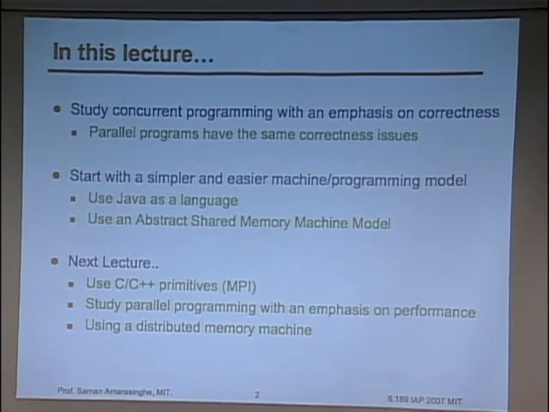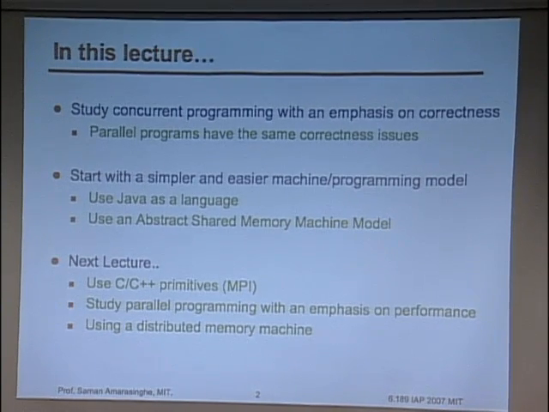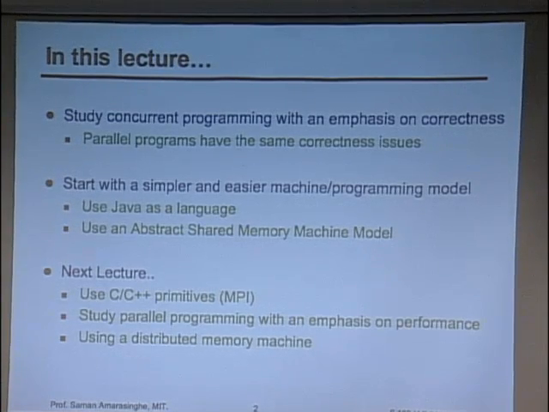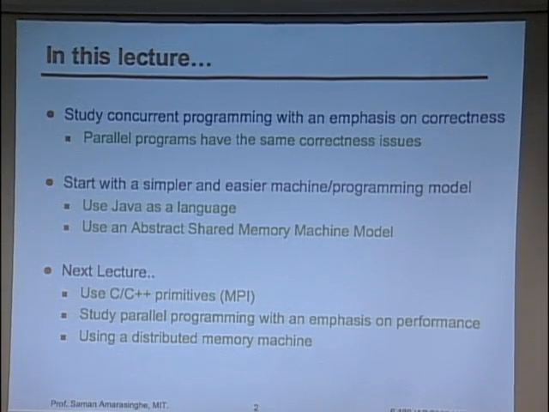So in the next lecture, we will switch from Java to C, C++, using MPI primitives. We'll start moving into parallelism with emphasis on performance. And of course, you have to get correctness, that's a given, but we'll start looking at performance in there. And we'll start using the distributed memory machine, with all the notions and details of that. So we just kind of go down and down in that direction.